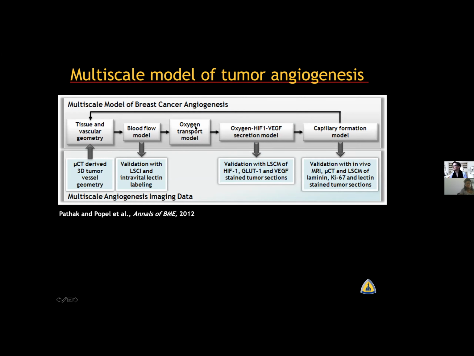Once we know the blood flow, we can predict what the oxygen transport is going to be in the tissue. And from that, we can predict what the secretion of different proteins and growth factors is going to be. And then the microenvironmental cues that these proteins and growth factors produce actually induce blood vessel formation, and the entire loop kind of feeds back on itself. So this is a very well-established pipeline in the systems biology literature.